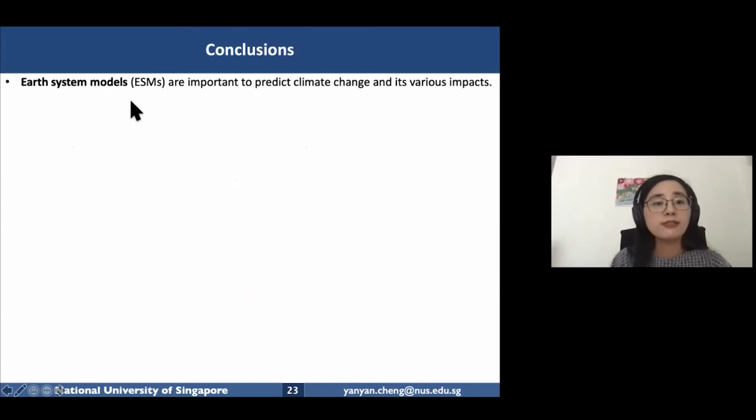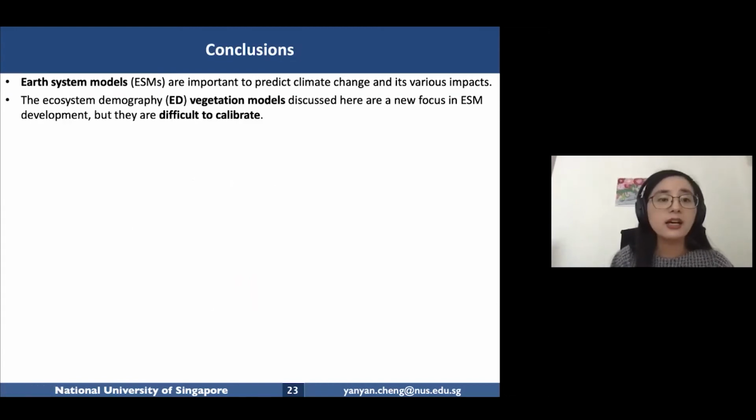So we say Earth system models are very important to predict climate change and understand its impacts. And for the vegetation part, the ecosystem demography model is a particular new focus in Earth system model development because it can simulate more realistic physical processes, but at the same time, it is very difficult to calibrate.